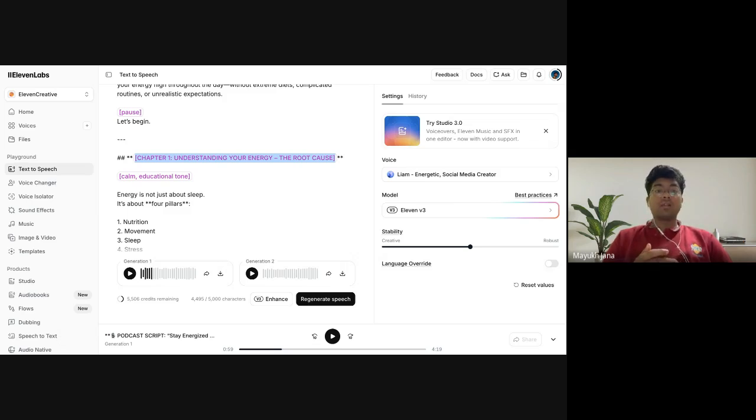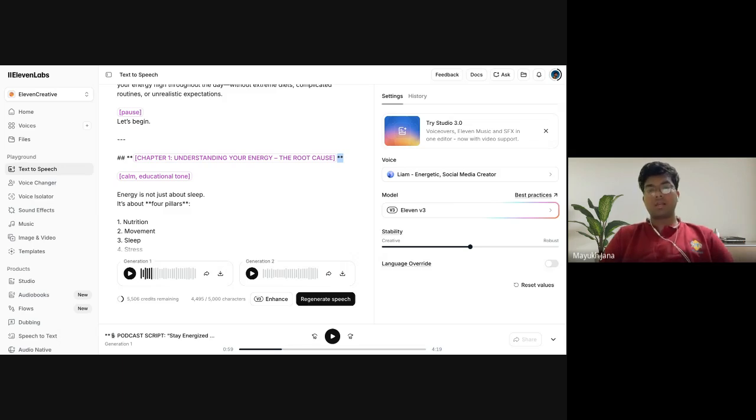But there is one more thing you might ask, that they have read the chapter 1 part, understanding your energy, the root cause. This part they have read, but they are not reading the calm educational tone, because that is what they have been instructed to do. I have added two stars here. Not I have added, it's ChatGPT who has added it. I have not added anything.